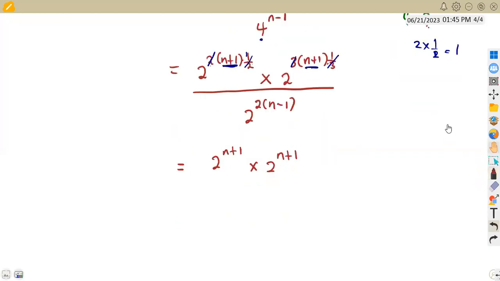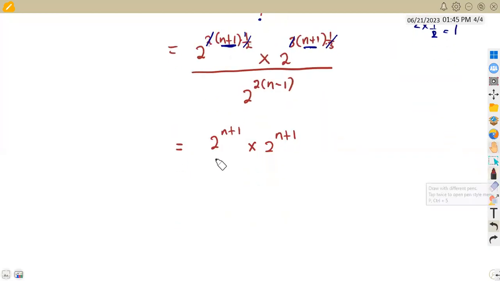Then for this part in the denominator, we've got nothing to cancel, but we can simplify further since we have got the bracket here. So we can expand the bracket. That is 2 multiplying each and every term. 2 times n is going to be 2n. 2 times negative 1 is going to be a negative 2.